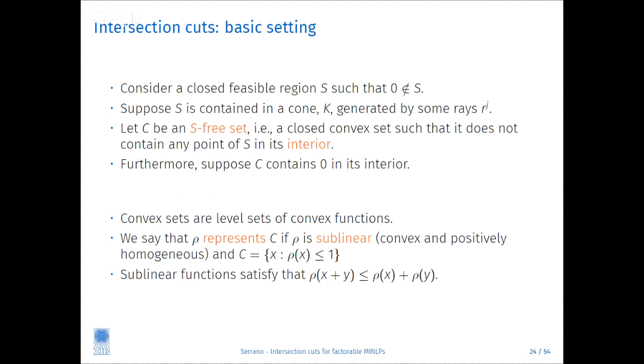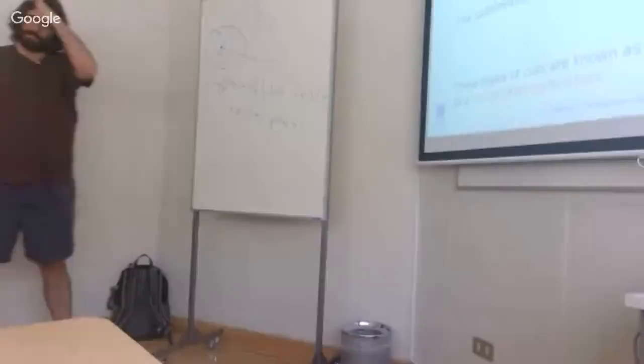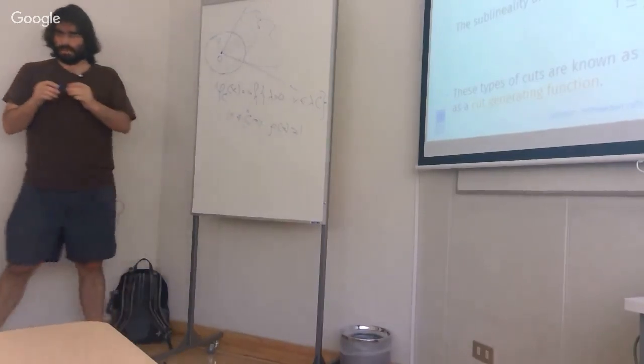So the gauge of the set will always satisfy that. Okay. And so now, since the set C, we chose it so that it doesn't contain any feasible point in the interior, we know that for a point to be feasible, it cannot be in C, right? And we know that since the rho is a representation of the set C, we know that x is not in C if and only if the rho of the x is greater than 1. Okay? But it's not in the interior of C if it's greater or equal than 1. Okay? This is what we know.